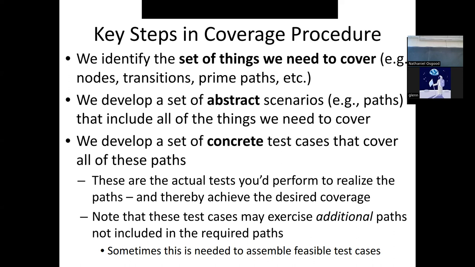So first, figure out the things you want to cover. Number two, figure out abstract paths, not yet getting to the concrete test level, that will cover those things. And thirdly, specific test cases that will exercise all those paths. Okay? We're going to be going over some examples of this, but I just want you to come back to them. Those are the three basic steps. Figure out what you want to cover. Figure some paths that will cover it, and then figure out how to exercise those paths with specific test cases, particular inputs that will realize the paths, make it go in those paths.